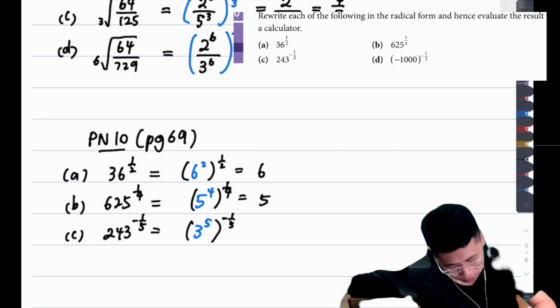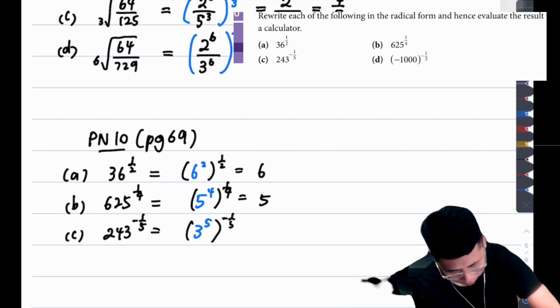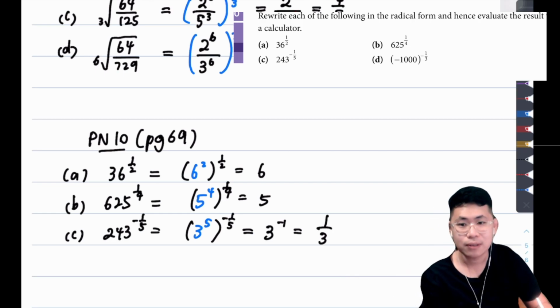Power negative 1 over 5. So let me settle the 1 over 5 first. So over here, I should have a 3 to the power of negative 1. And this means it's 1 over 3.